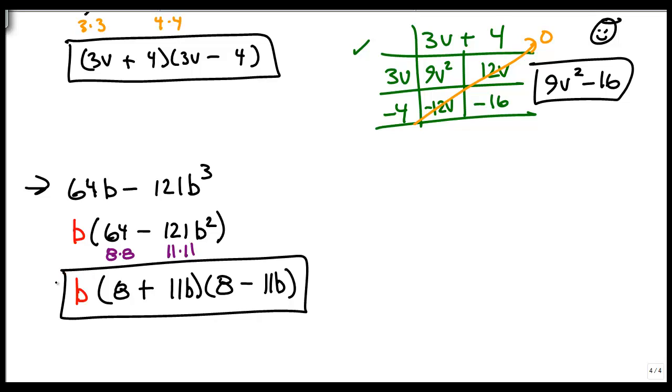So to check my work here, 8 times 8 is 64, minus 88b plus 88b goes to 0. 11 times 11 is 121b squared. Positive times a negative is a negative. So again, there's several ways to check these, but remember what we looked for here on this first one was a GCF, a greatest common factor.